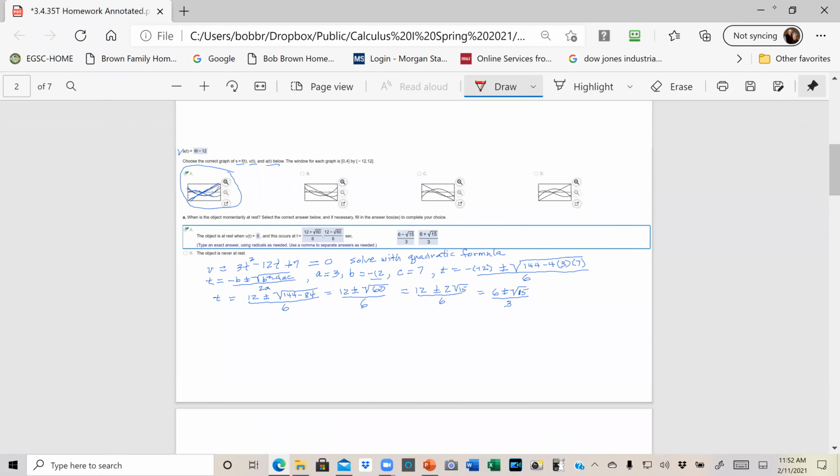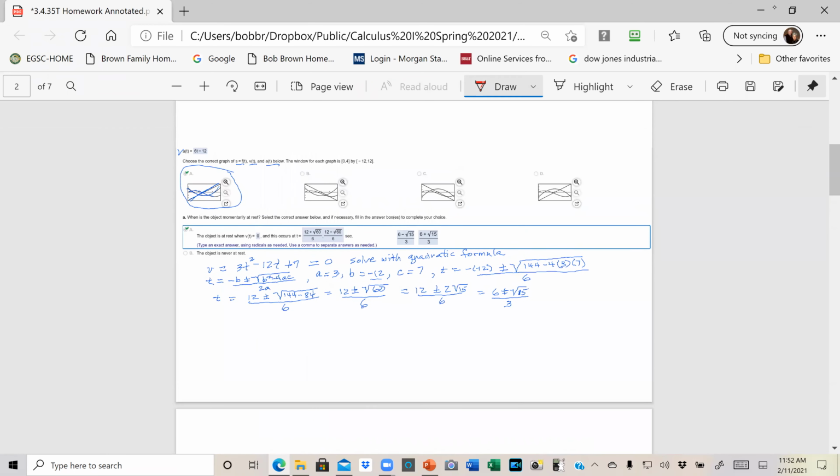to the questions. The first question is, where is the object at rest? And we need to find the zeros of the velocity function. And the velocity, of course, is a quadratic. And we want to find out when it's equal to 0. So we solve with the quadratic formula, and you remember the quadratic formula given here. The A is 3, the B is minus 12, the C is 7.